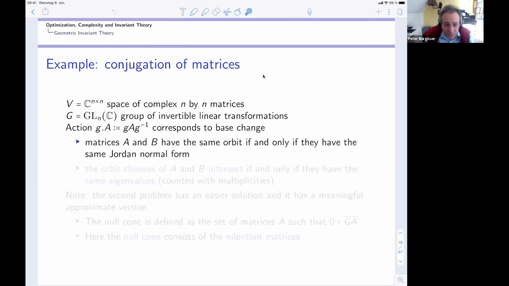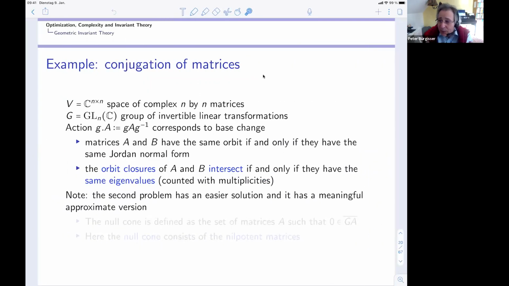Now, how about this orbit closure intersection? The answer to that is actually simpler. It takes a little bit of time to figure out, but the answer is this: the orbit closures of the matrices A and B intersect if and only if A and B have the same spectrum, counted with multiplicities.